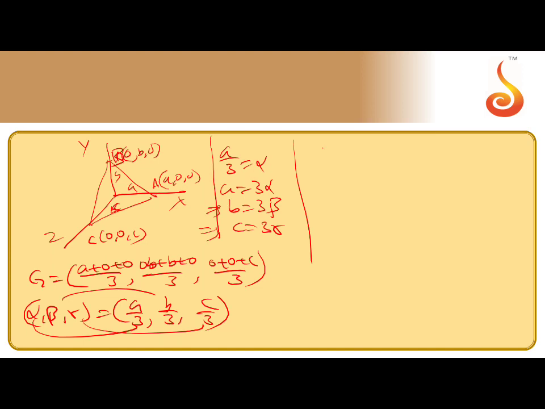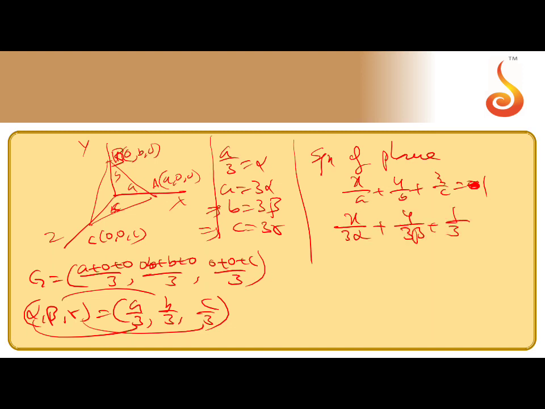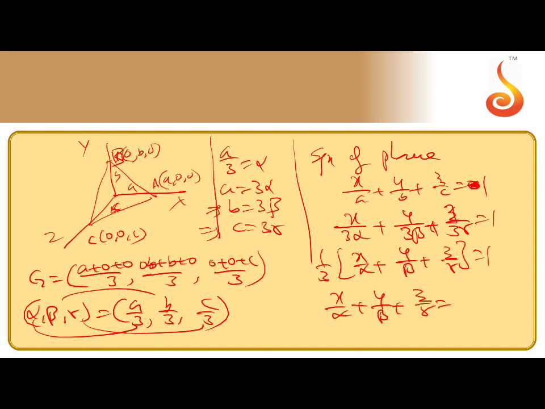So now we want the equation of the plane. Intercept form: x by A plus y by B plus z by C equal to 1. A, B, C are the intercepts of the plane. Now what are the values? 3 alpha, 3 beta and 3 gamma. So x by 3 alpha plus y by 3 beta plus z by 3 gamma equal to 1. Now 1 by 3 is common: x by alpha plus y by beta plus z by gamma equal to 3 is the answer. So this is also a very good question.